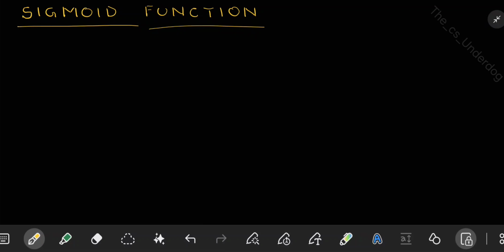Sigmoid function. Let us learn about the sigmoid function, which is used as an activation function in neural networks. What did we learn about activation functions? We learned that activation functions are used in neural networks whenever you want to introduce non-linearity into your model. So the next question is, how is the sigmoid function doing this?